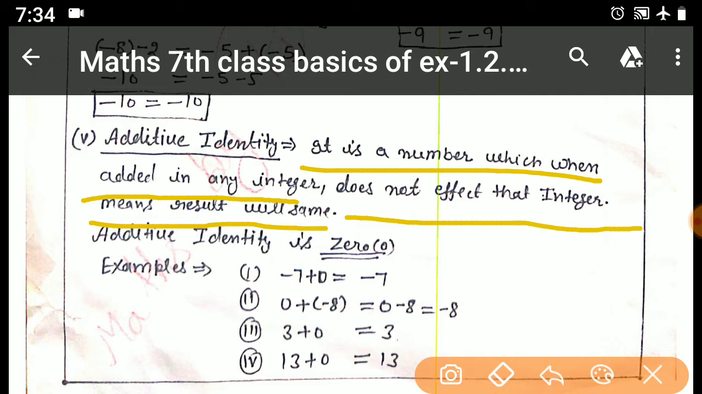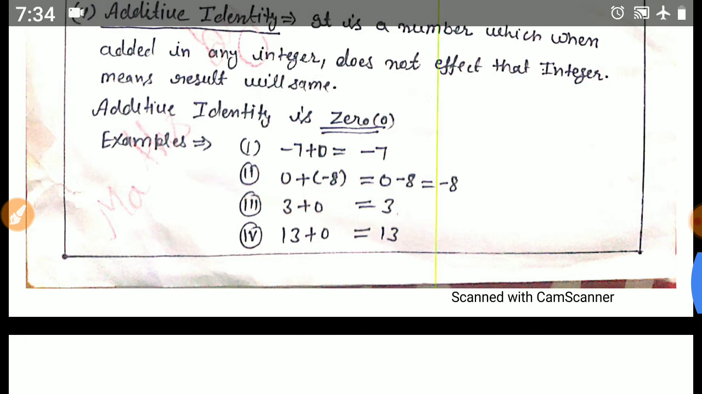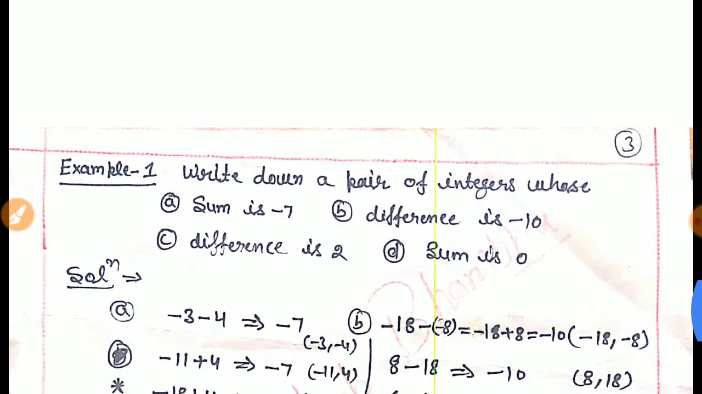Here what the statement is saying: if we are adding a number, that is 0, to a number, the result will be the same. Okay, example: minus 7 plus 0 will give us minus 7, 0 plus minus 8 will give us minus 8, 3 plus 0 will give us 3, 13 plus 0 will give us 13. Okay, that's why 0 is the additive identity.